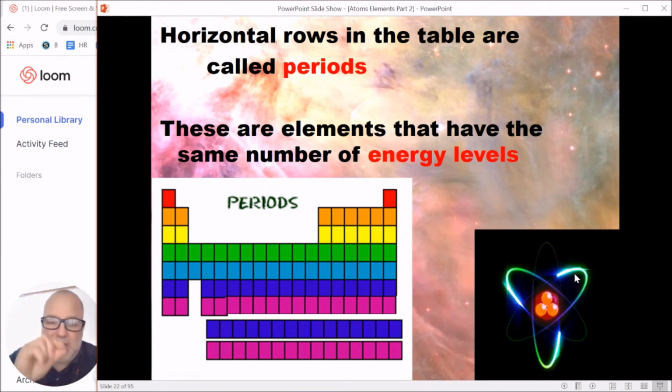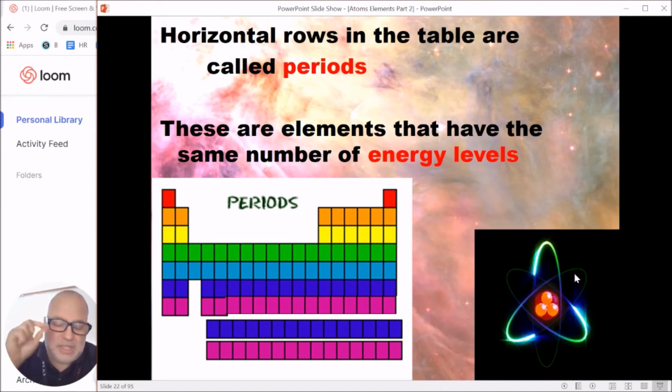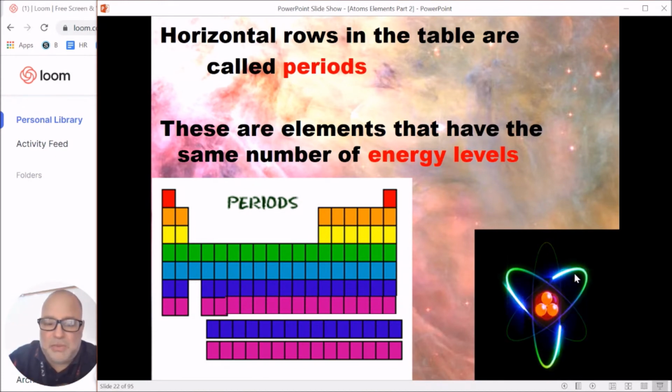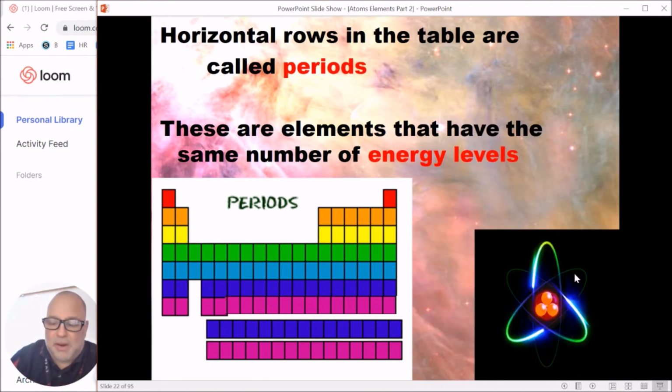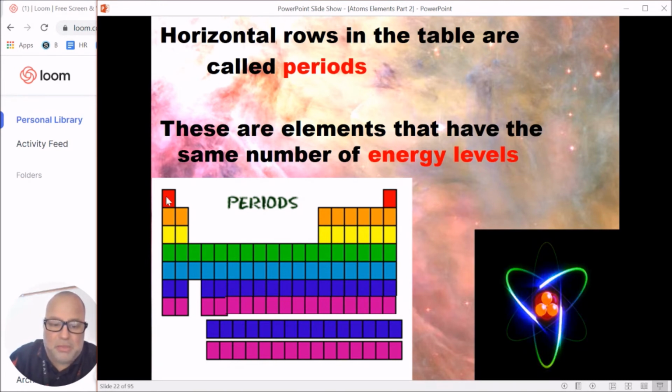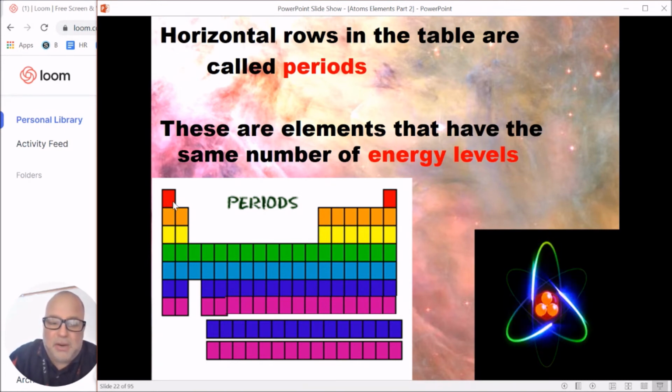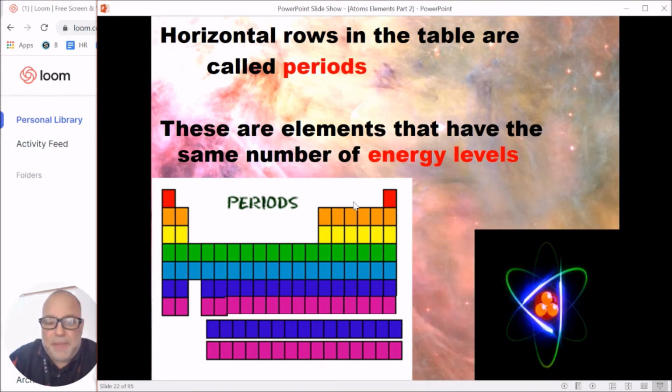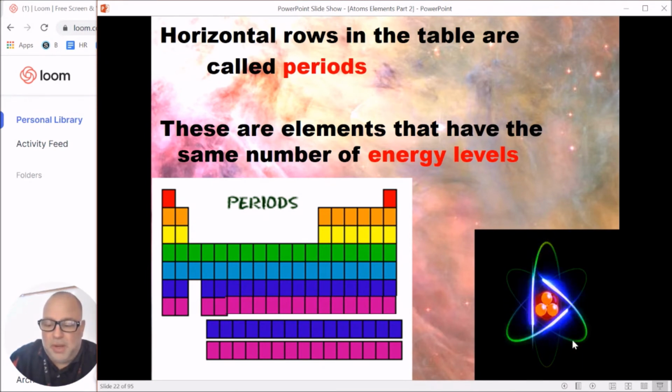Some are just a little bit slower than the other ones, and some get faster and faster and faster, and that's what the energy levels are showing us. So elements, let's say in period number 1, hydrogen and helium, that's showing you those 2 electrons spinning around it.